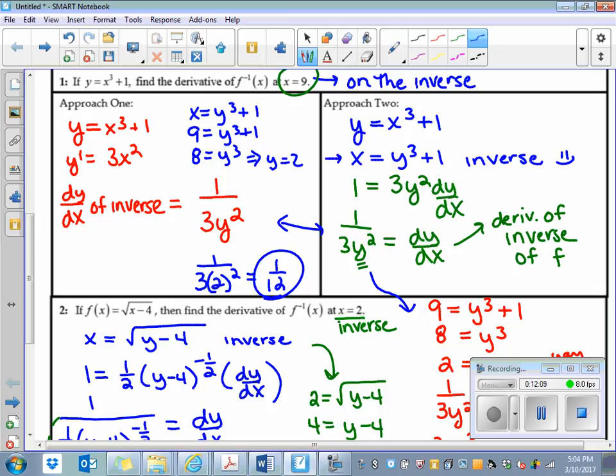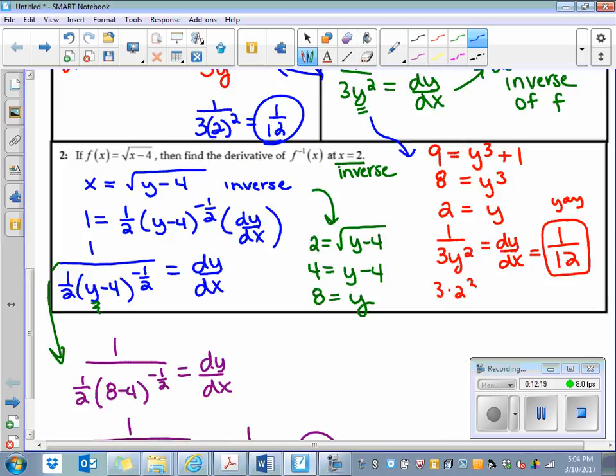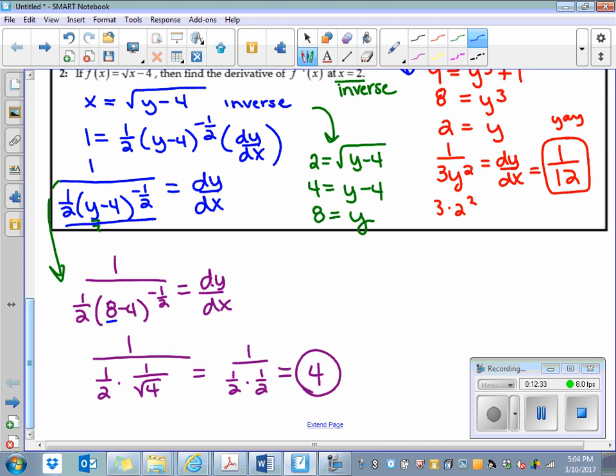If you try it on number 2, you'll see the exact same thing happen. If you take the derivative of the square root of x minus 4, you're going to get something that looks just like this. I put 1 over it, I change my x into a y, I figure out what the y is that I need, bam.